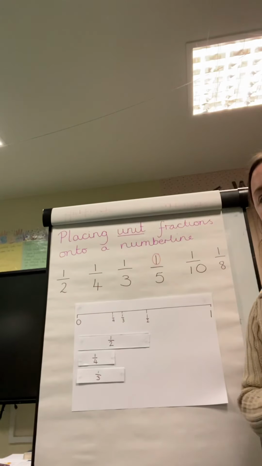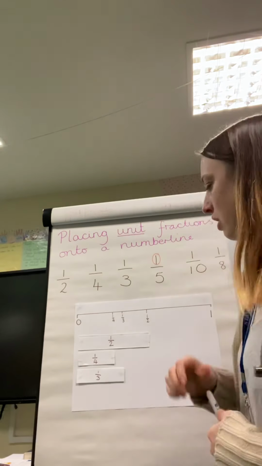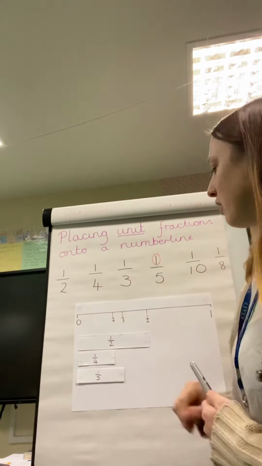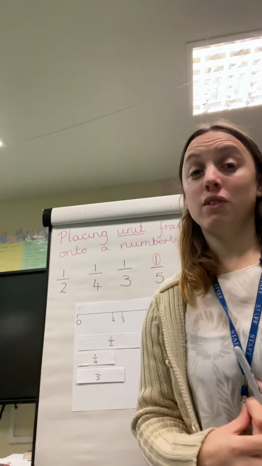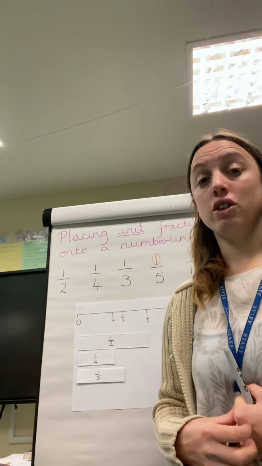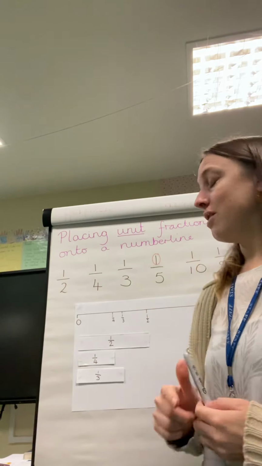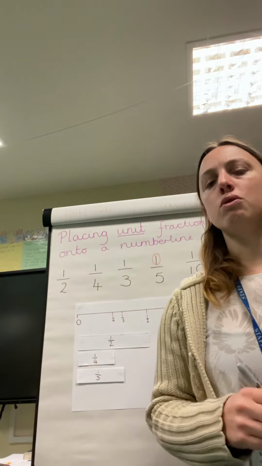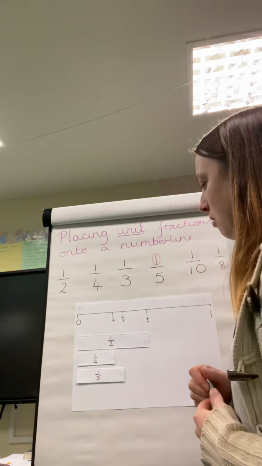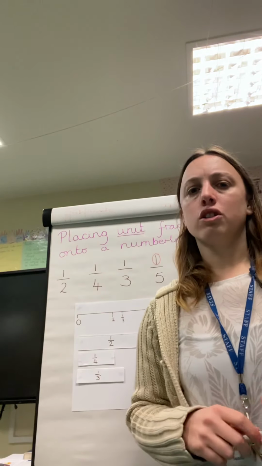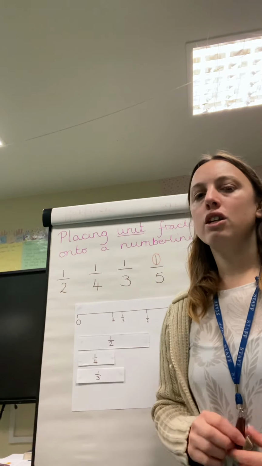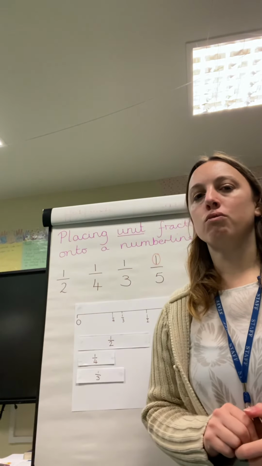Okay, so your challenge is to finish the same activity, but finding 1/5, 1/10 and 1/8. It's probably worth doing the ones I've done and having a go yourself as well, just so that you can see the difference. And then when you've done that, I wonder if you can come up with a pattern, or what do you notice? Which fractions are smaller? Which fractions are bigger? And why do you think that is? See if you can come up with a rule for yourself.